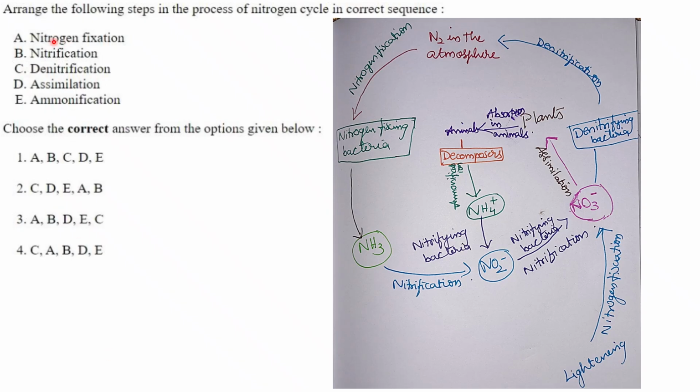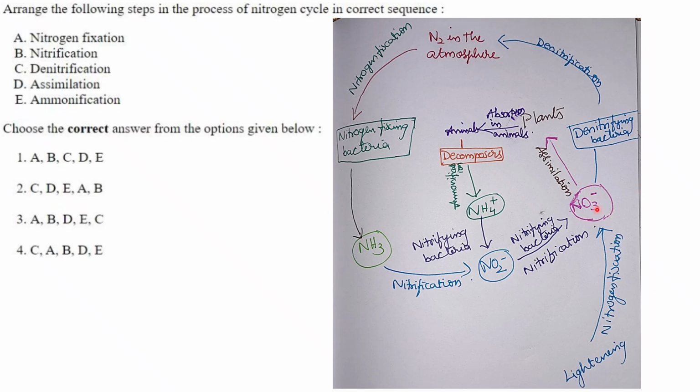So first is nitrogen fixation. So nitrogen from the atmosphere is fixed by nitrogen fixing bacteria to ammonia. Okay, and through lightning also nitrogen fixation is happening. So that is the first step. Then comes nitrification. So nitrification means ammonia getting converted to nitrates, NO3 minus. Okay, ammonia getting converted first to nitrites, that is NO2 minus, and then to nitrates, NO3 minus.